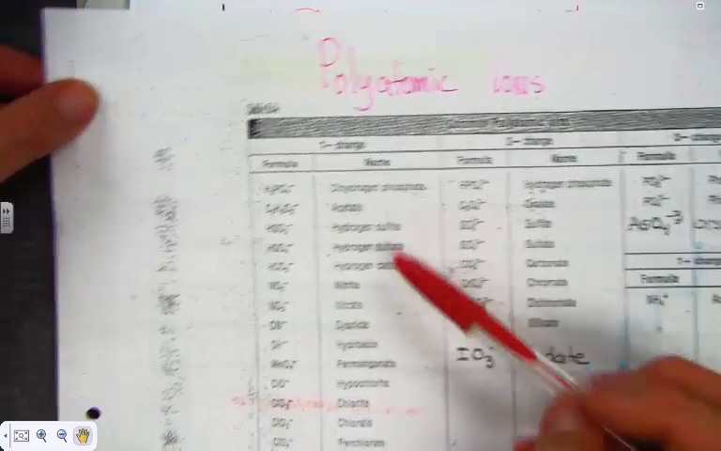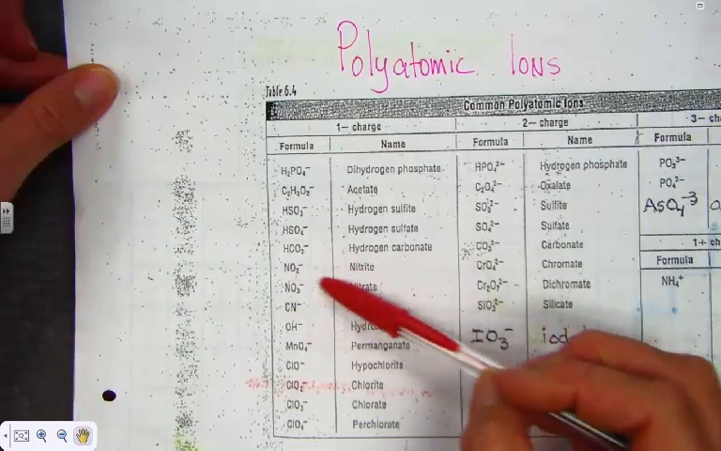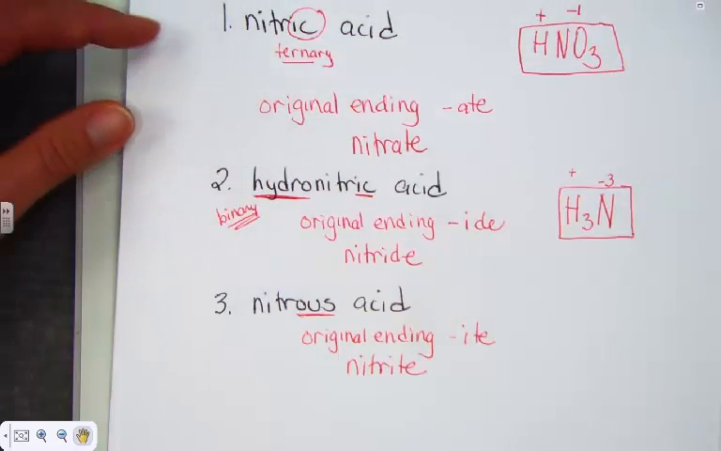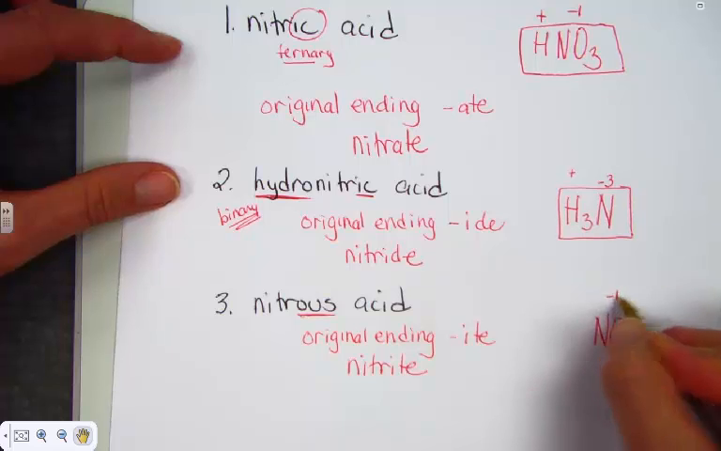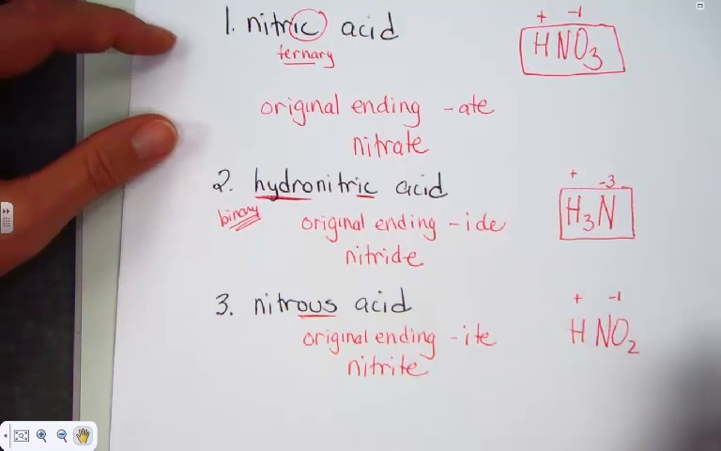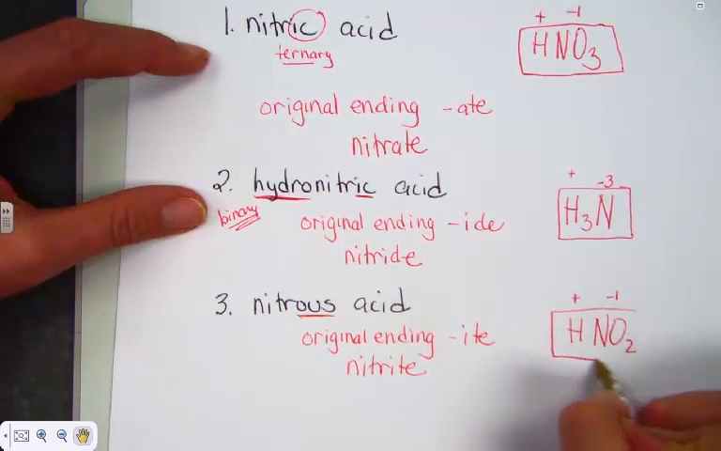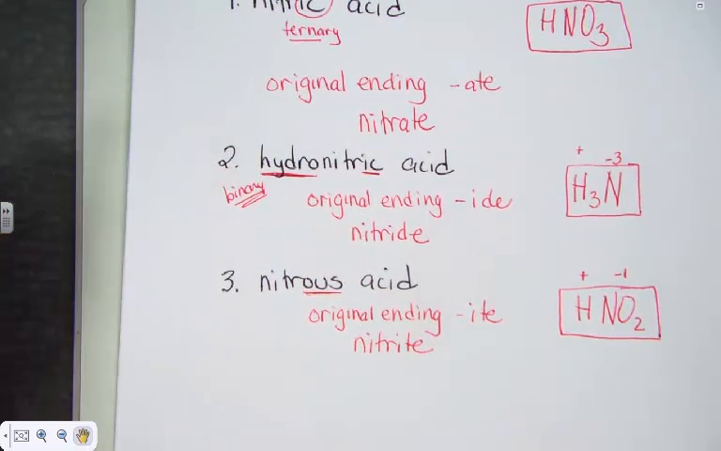Nitrite, from our polyatomic chart, is NO2 and it carries a -1 charge. There it is, nitrite, NO2, -1. A group of atoms acting as a unit carrying a charge. We know that acids always start with hydrogen ions. So a +1 electrically balances a -1, and there's our formula for nitrous acid, HNO2.